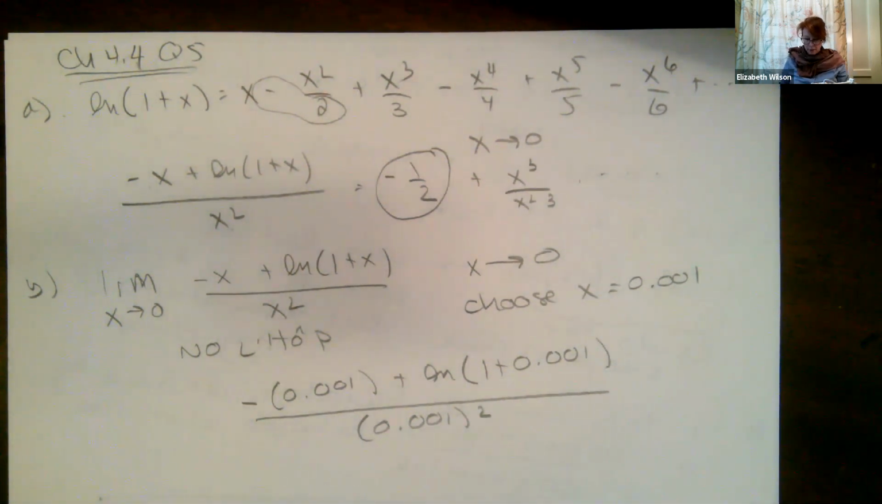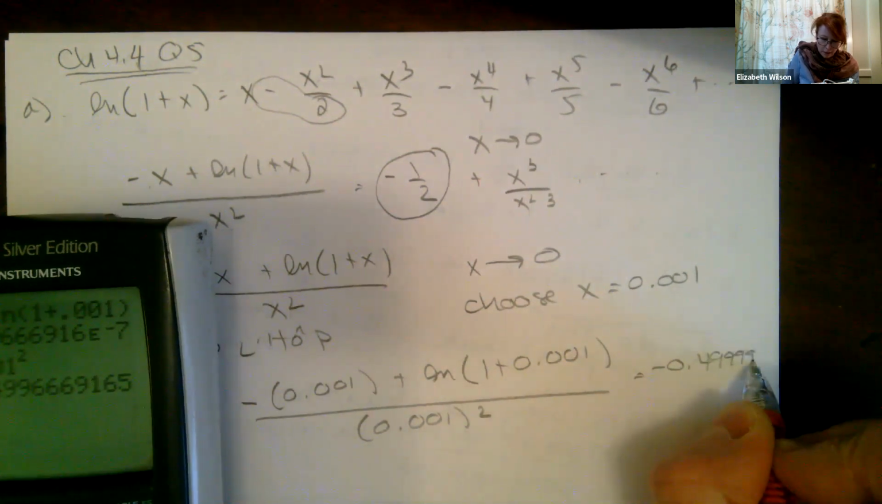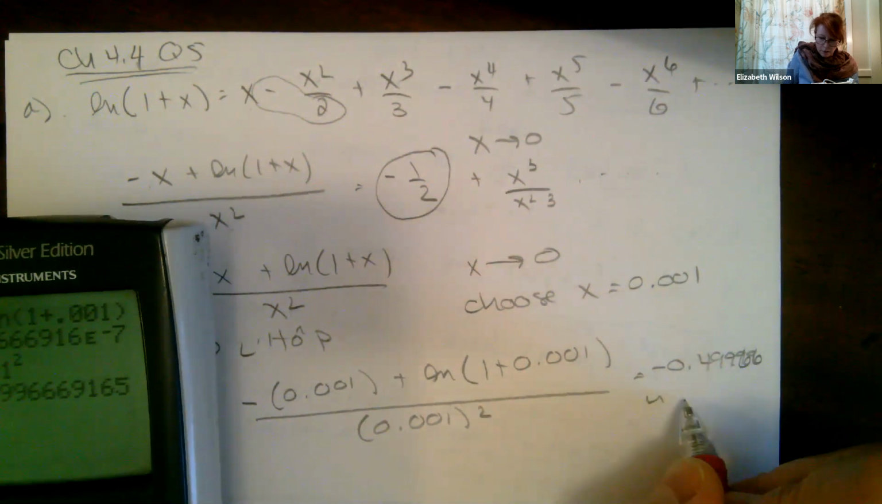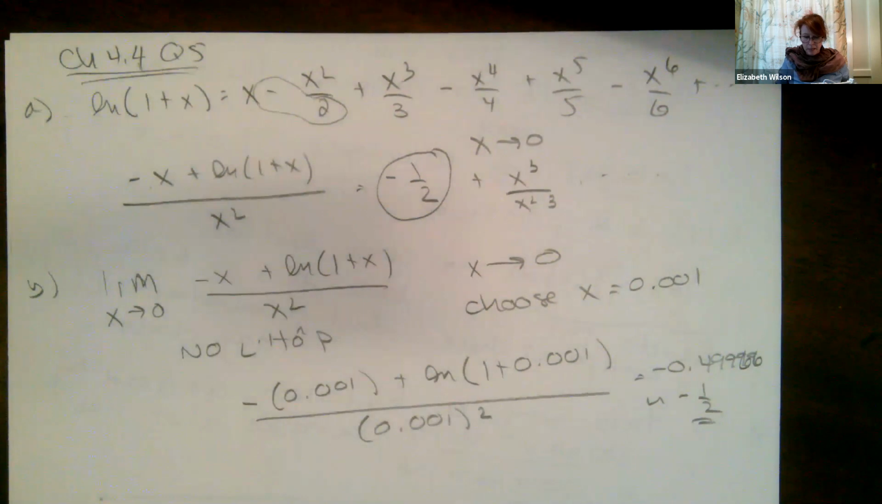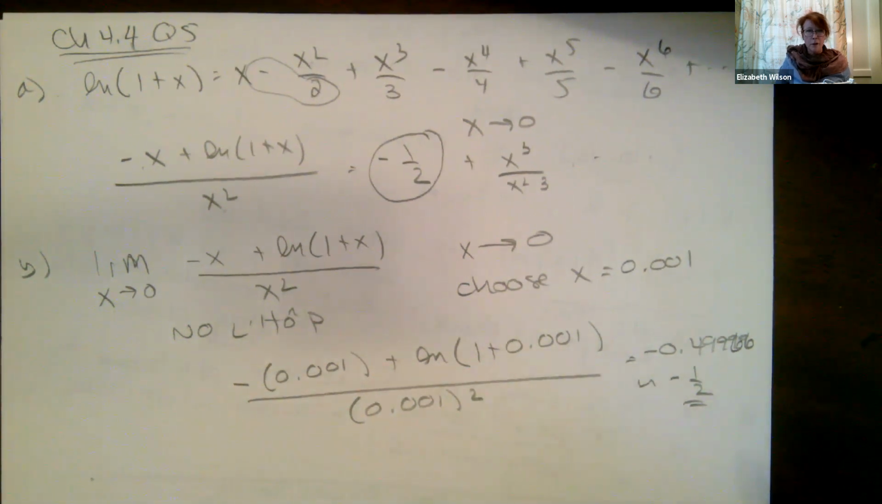So if I do that, I'm going to go minus 0.001 plus natural log of 1 plus 0.001, divided by 0.001 squared. And then what I get when I plug that in is minus 0.4999 or 9966 something, whatever, which is basically minus 1/2. If I chose a value for x that was even closer to 0, like 10 zeros and a 1 or something like that, I would get even closer to 1/2. Does that help?